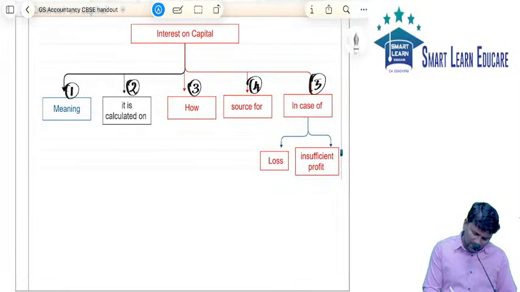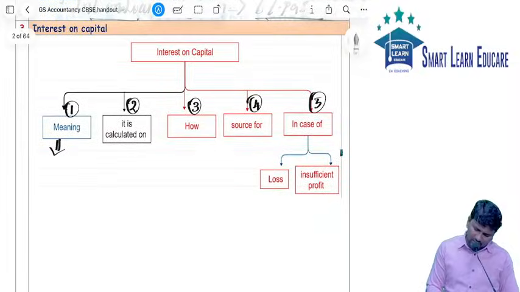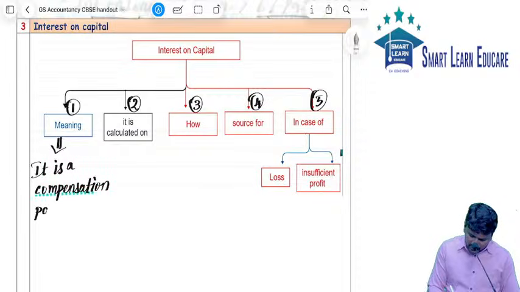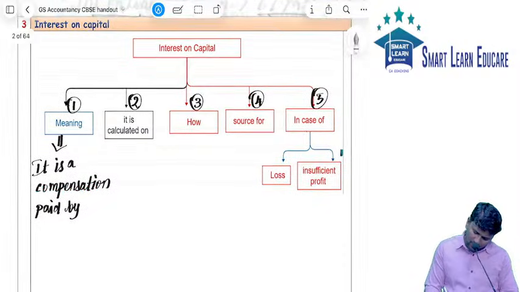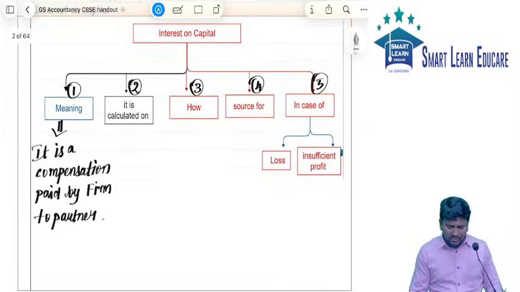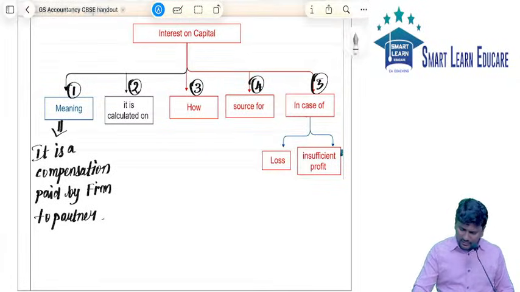First one, meaning of interest on capital. What is interest on capital? First point, it is a compensation paid by firm to partners. Point number 1, meaning of interest on capital. It is a compensation paid by firm to partners.